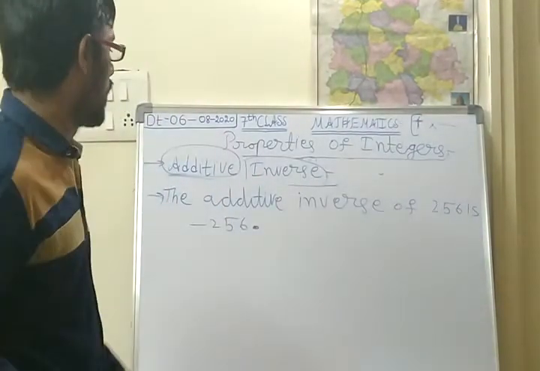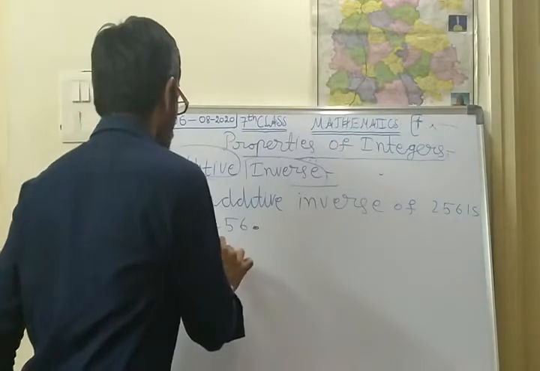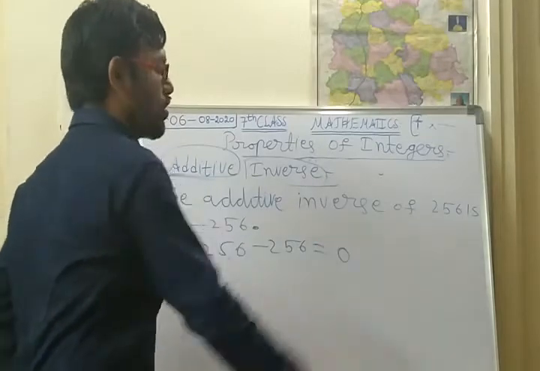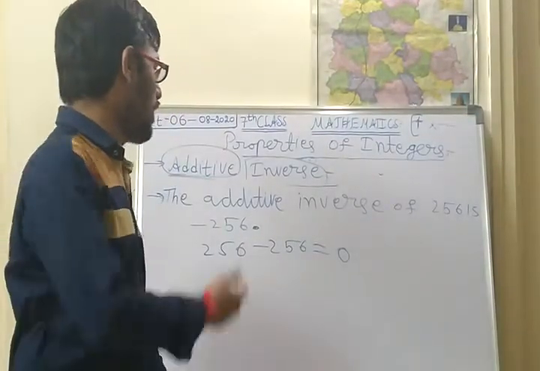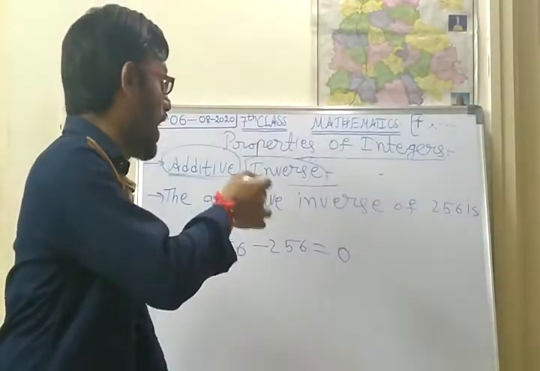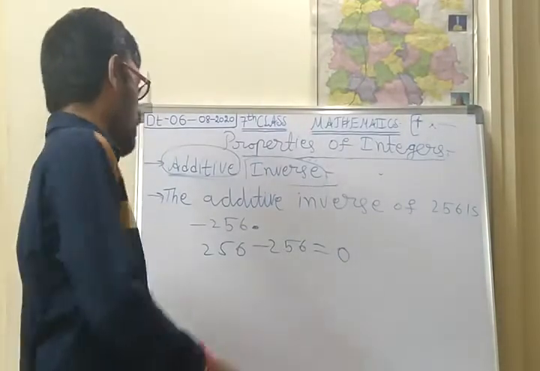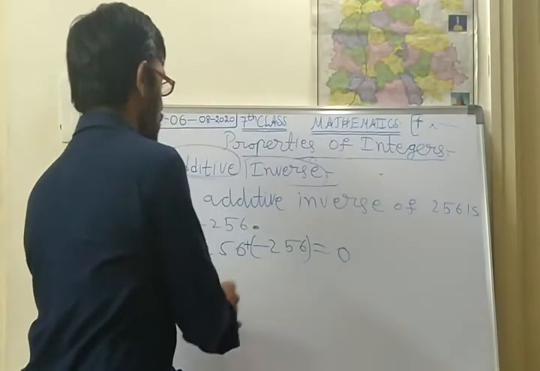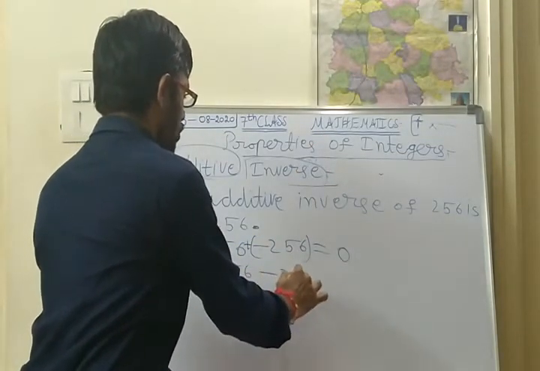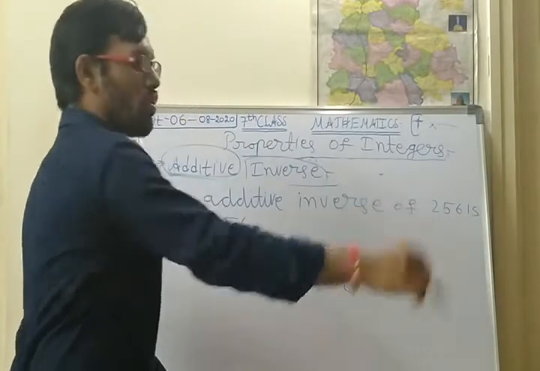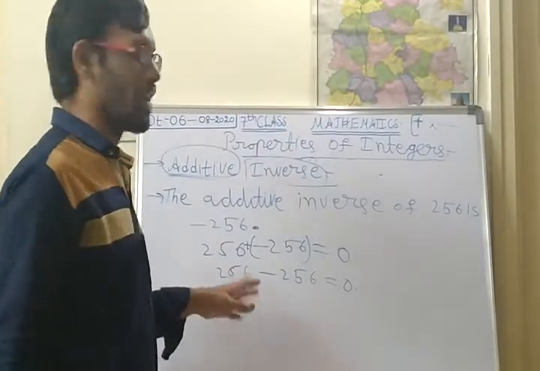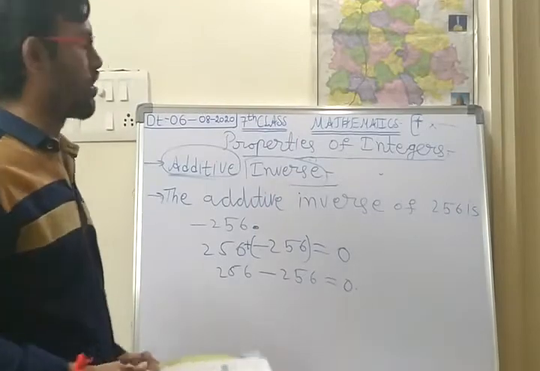Here this property is satisfied because 256 plus minus 256 becomes 0. If the result is 0, then the additive inverse property is satisfied for integers under addition only. So here 256 plus minus 256 is equal to 0. Like this you have to do the additive inverse. I think you have understood this concept very well.